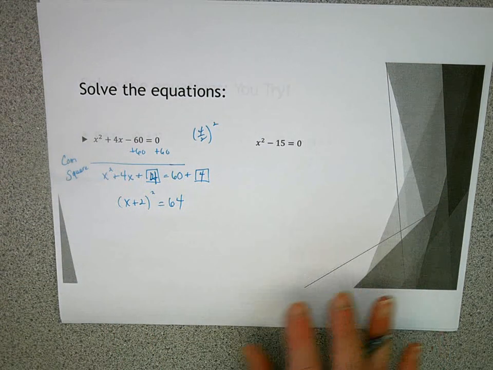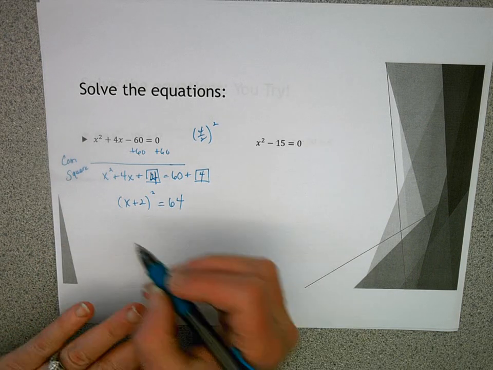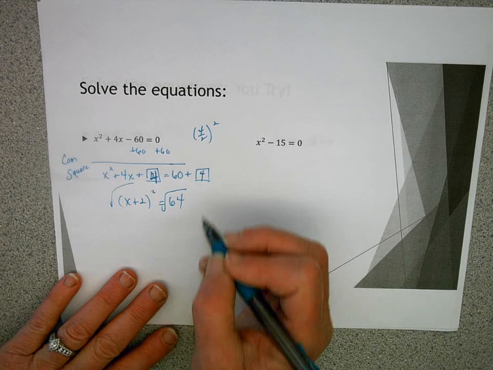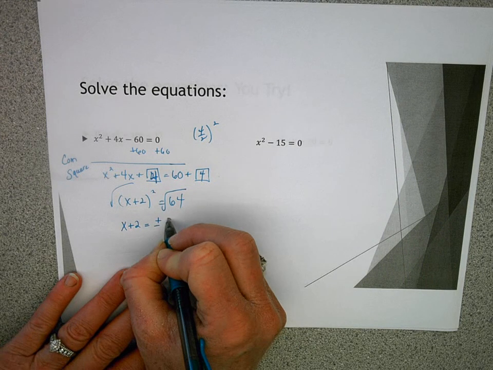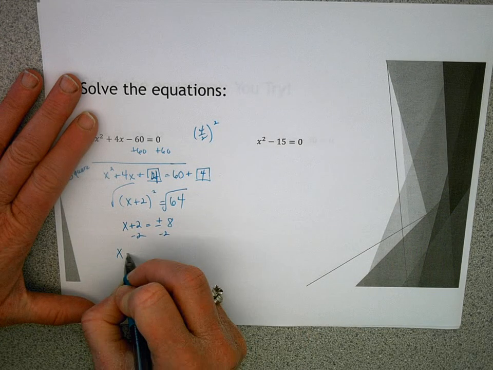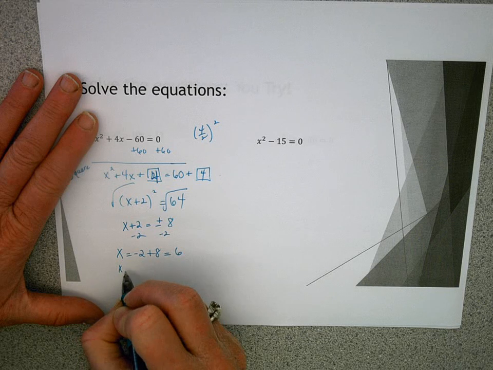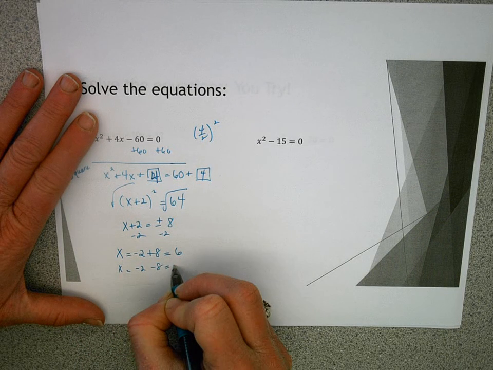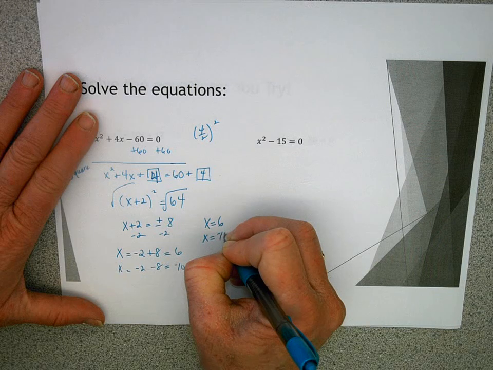Now, no need to move this back over because unlike yesterday, we don't need it in vertex form. We just need to solve. So we would square root both sides. So you get x plus 2 equals plus or minus 8. And then you subtract 2. So you get x equals -2 plus 8, which is 6. And x equals -2 minus 8, which is -10. So you get x equals 6 and x equals -10.